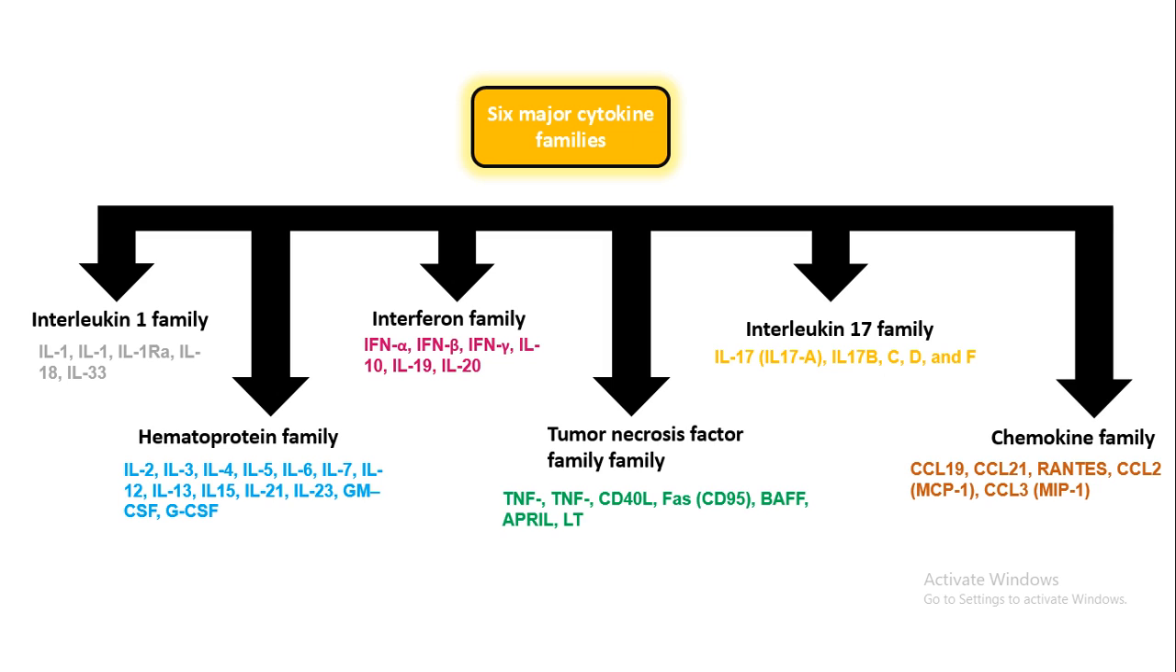There is also an important family known as the tumor necrosis factor family. The tumor necrosis factor family has TNF alpha, TNF beta, CD40 ligand, FAS, BAFF, APRIL, etc. as its family members. The interleukin 17 family is recently discovered and the prevalent member is interleukin 17.